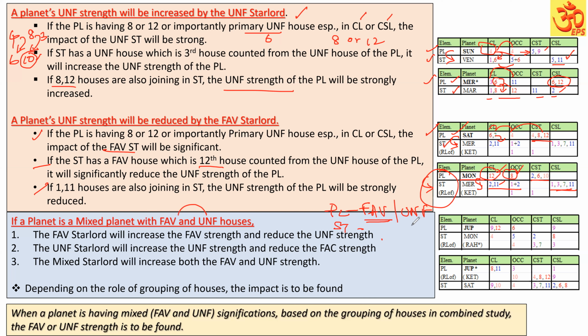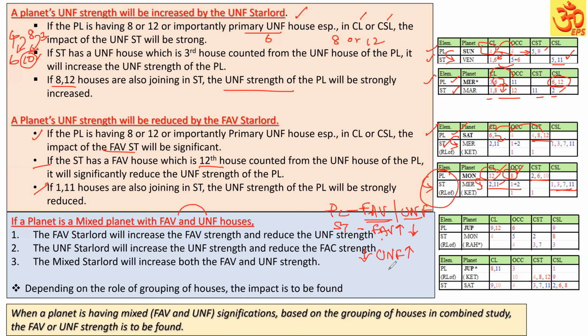That I will discuss. Suppose the planet's star lord is favorable. What is it going to do? It is going to increase the intensity of the planet's favorable, and it is going to decrease the intensity of the unfavorable. The star lord is unfavorable: the unfavorable star lord increases the unfavorable strength and it will decrease the favorable strength, right?